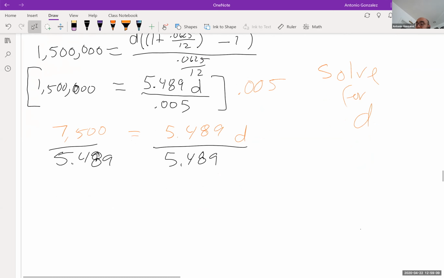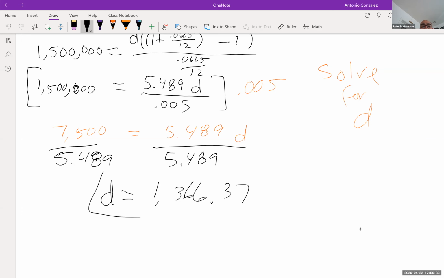All right, and then we get 7,500 divided by 5.489. And there we get D equal to $1,366.37. All right. Now notice here, in waiting 11 years to start your savings, we have to save twice as much for the remainder of the time to get to our desired amount of 1.5 million.